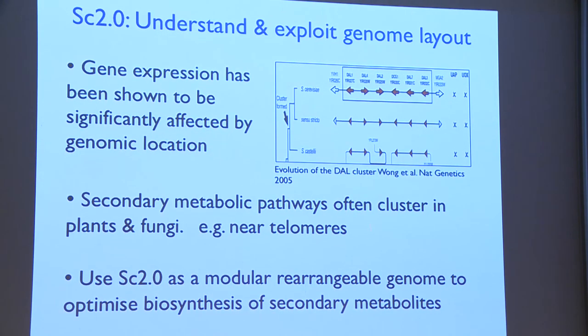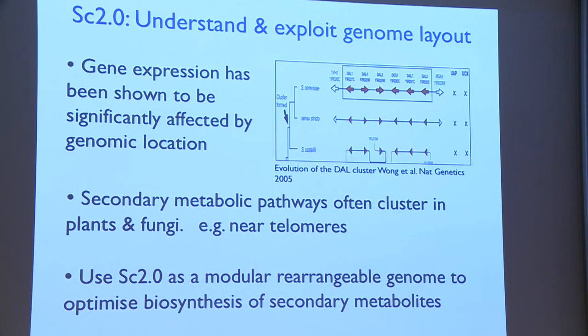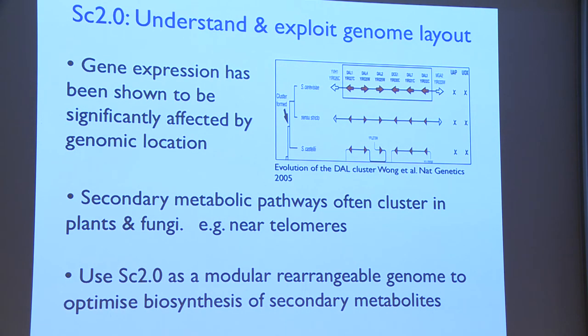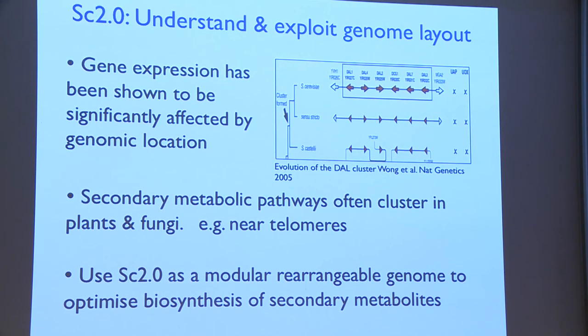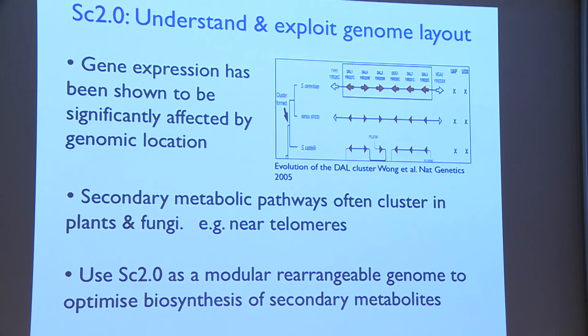And things like the secondary metabolite pathways, like the penicillin pathway we're working on, and others, are often found to cluster in plants and fungi. You would have seen that from Anne Osbourn's talk earlier this week. And here's an example of a metabolic pathway that's clustered through evolution in S.